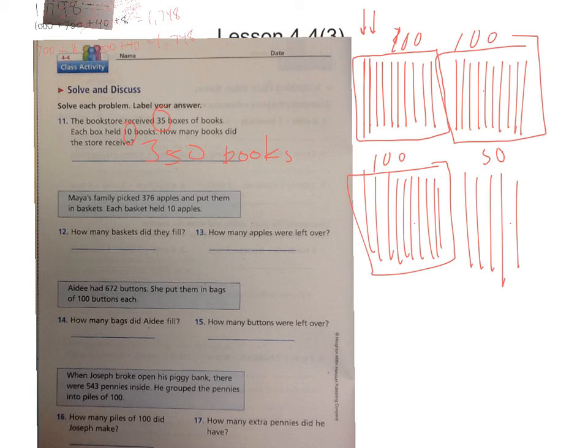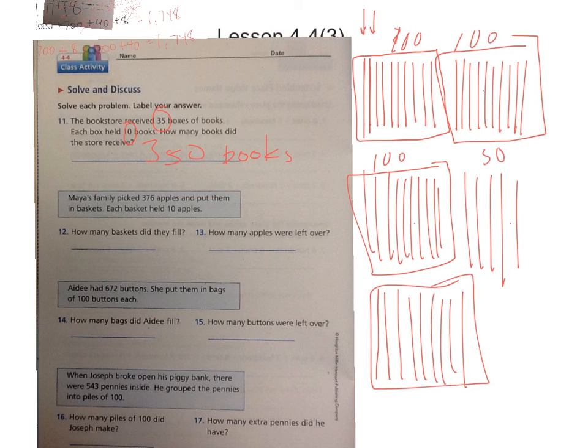Alright. So, next one talks about Maya's family picked 376 apples and put them in baskets. Each basket held 10. Here we go again. We're going to have to draw lines for how many baskets until you get all the apples gone, okay? There are 10 apples in each basket, so remember, if you do 10 and circle and put a square around, that equals 100. Okay? There are 376 apples, so make sure you separate them equally.